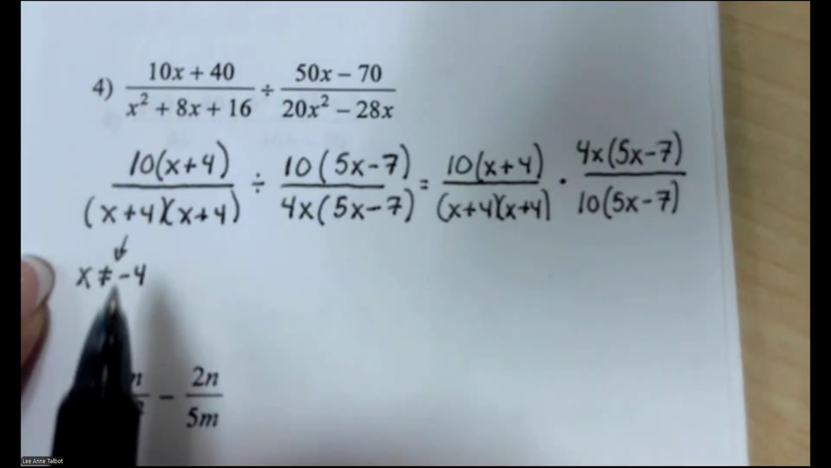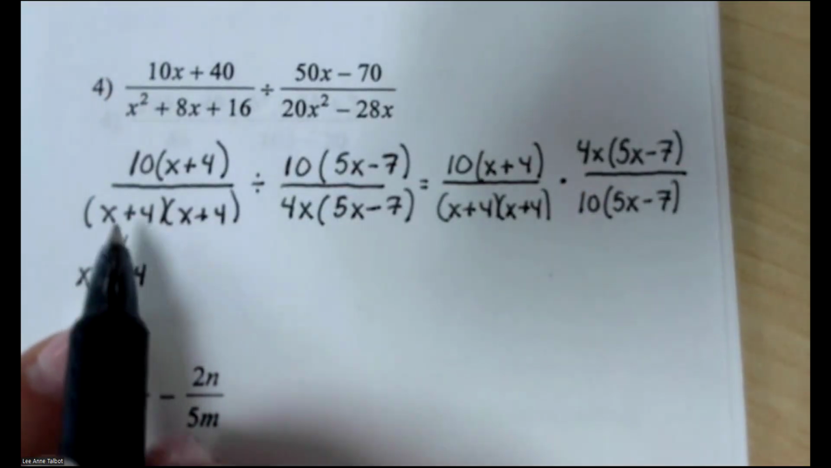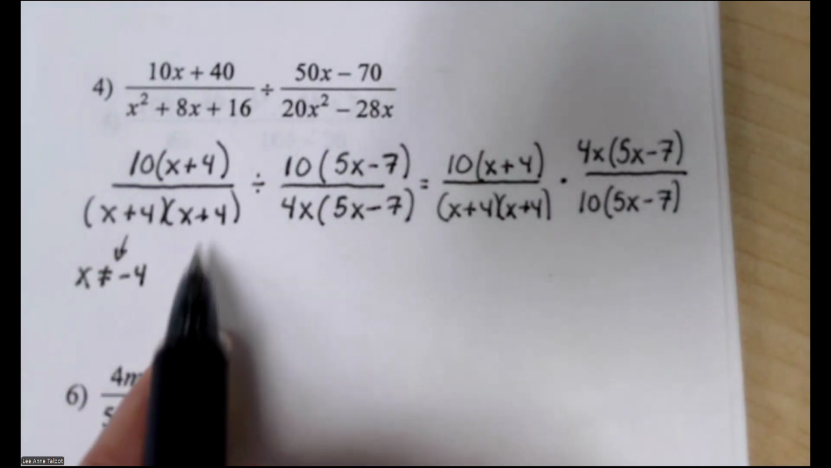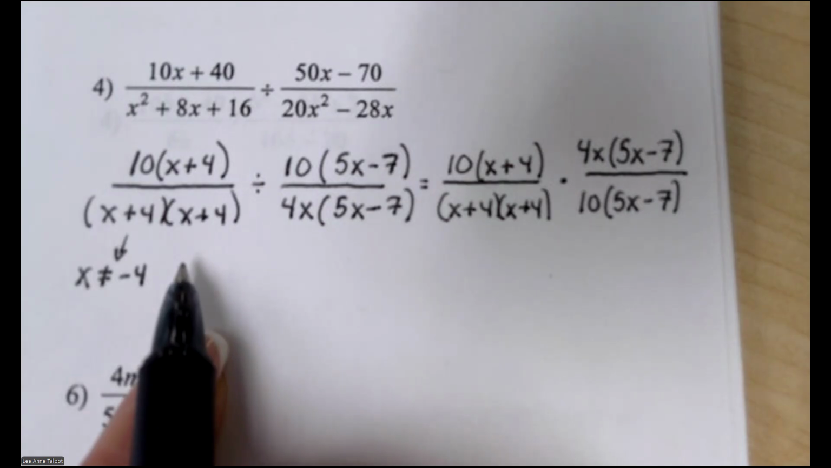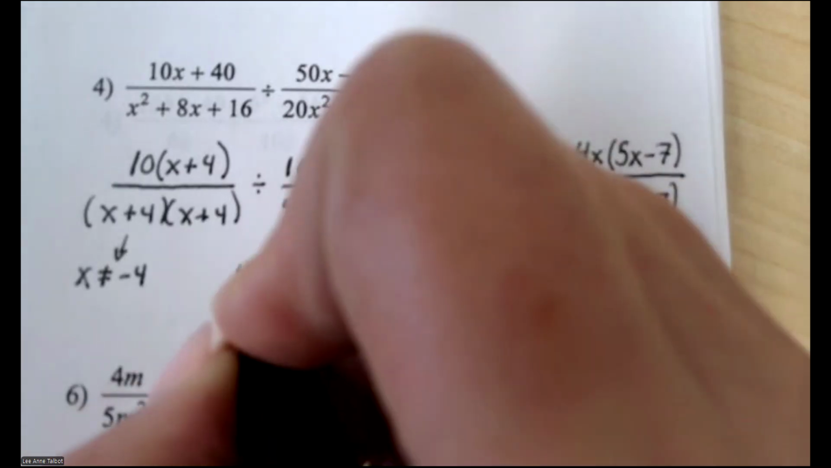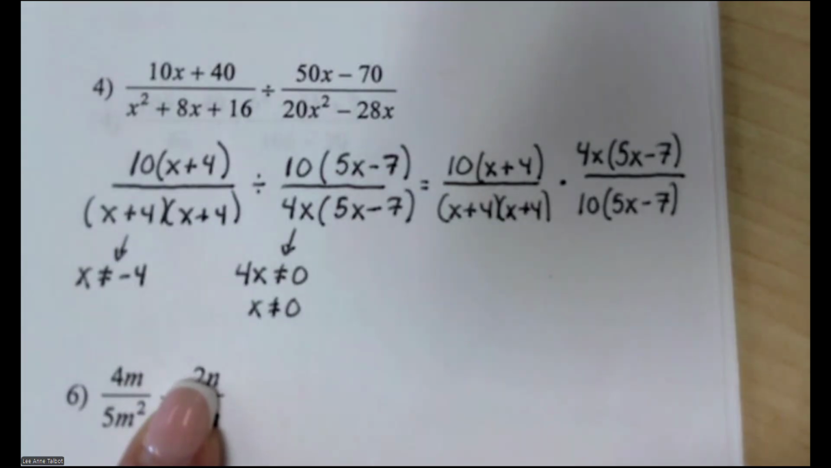So I'm going to come back all the way over here. This is x cannot equal -4. Does that make sense? Okay, do I need to write it again for this one? No. Okay, what would this one be? X cannot equal 0.